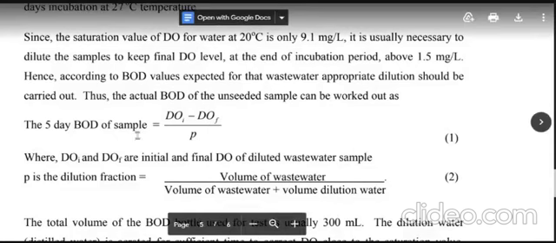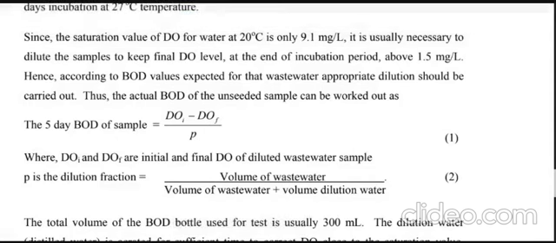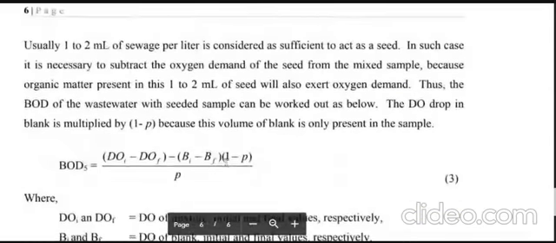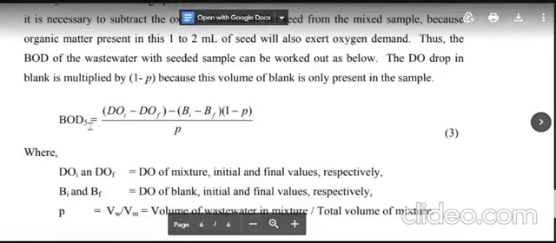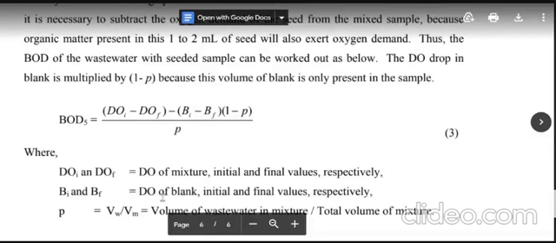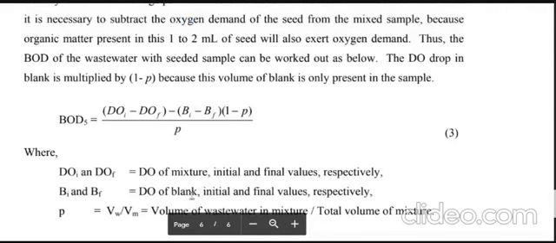Now initially we have this formula, but just because we are adding the seed solution in it, our formula gets changed. Accurately, if you want to know the value of BOD, then we have this formula: DOI minus DOF divided by P, P is the dilution fraction, minus BI minus BF into 1 minus P. What is this B? B stands for the dissolved oxygen of a blank, the initial and final values.